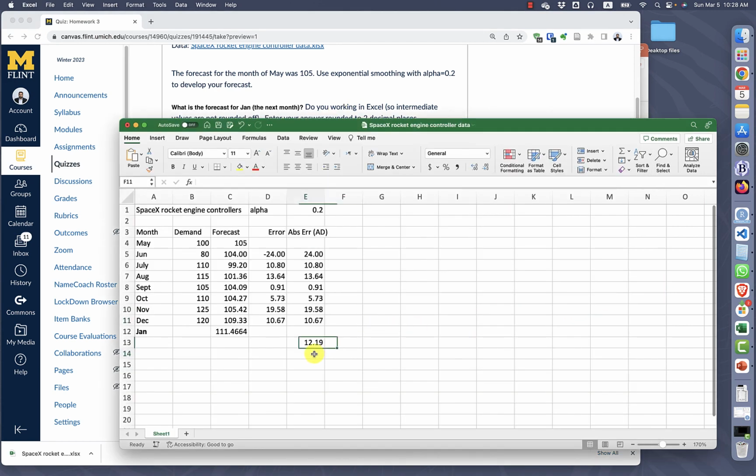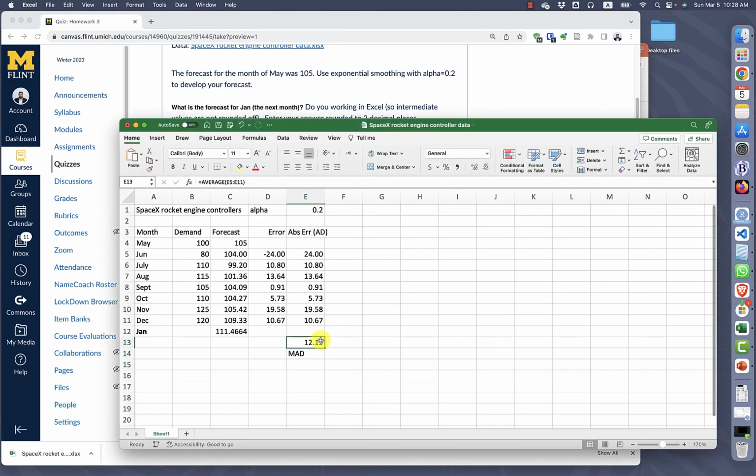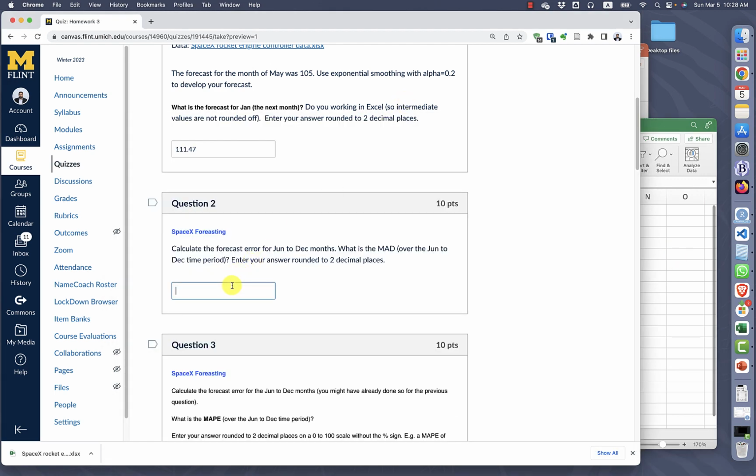Okay, so this is our MAD value. What is the MAD to 2 decimal places? That's 12.19.